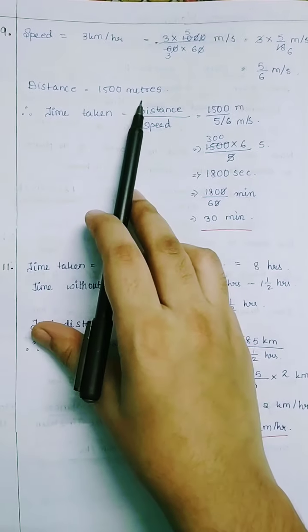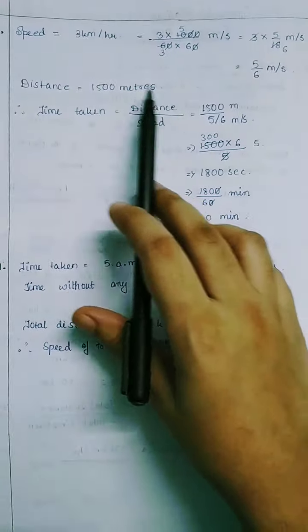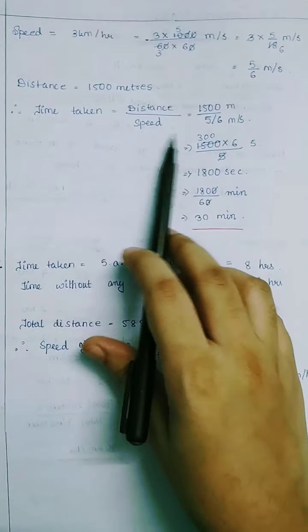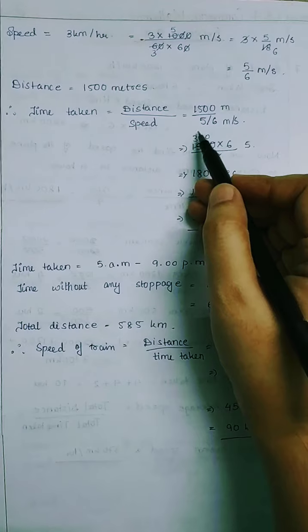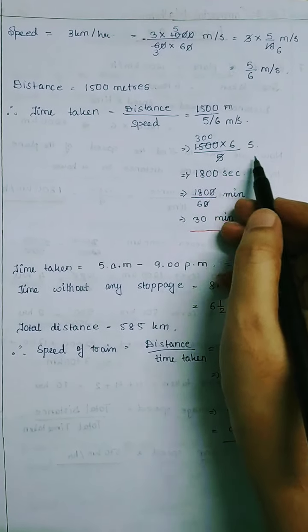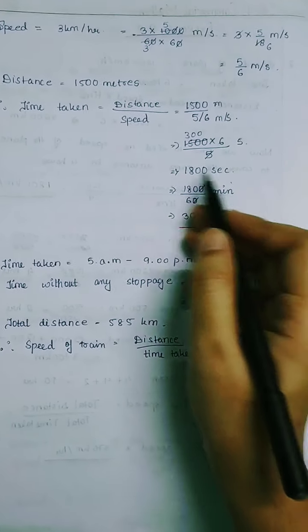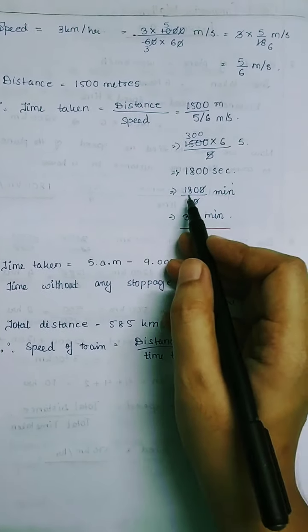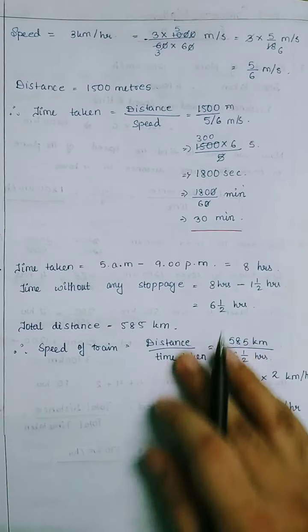Now distance is 1500 meters. Now time taken is equal to distance upon speed. So distance is 1500 by speed 5 by 6. This 6 is in the denominator of the denominator, so it will come in the numerator. So 1500 multiplied by 6 divided by 5. Now you cut it off, we get 1800 seconds. Now convert these seconds to minutes. So 1800 divided by 60 is equal to 30 minutes.